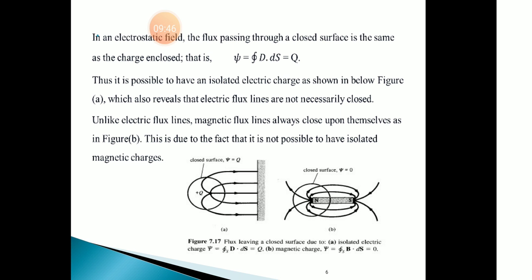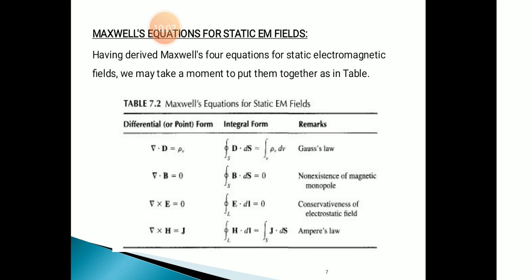Gauss law in integral form for magnetic flux. The closed integral over the surface of B dot dS equal to 0 is called the law of conservation of magnetic flux, or Gauss law in integral form. By applying the divergence theorem to this, we have the closed integral over the surface of B dot dS equal to the volume integral of del dot B dv equal to 0, where dv is the volume enclosed by the closed surface.